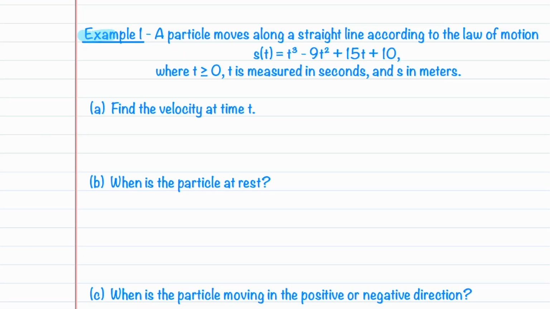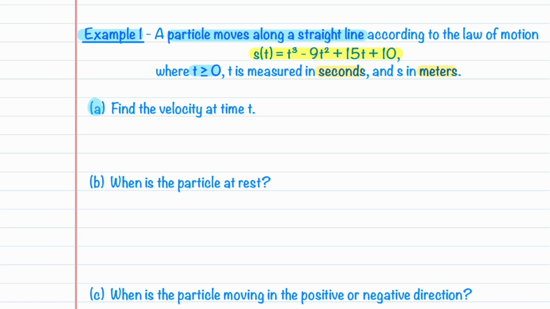Let's walk through an example that involves the motion of a particle. This can be a pretty hard problem, but we're going to go through it step by step to make sure you totally understand it. We're told that a particle moves along a straight line according to the law of motion s(t) = t cubed minus 9t squared plus 15t plus 10, where t is time and it is greater than 0, and it is measured in seconds, and our position function s is measured in meters.